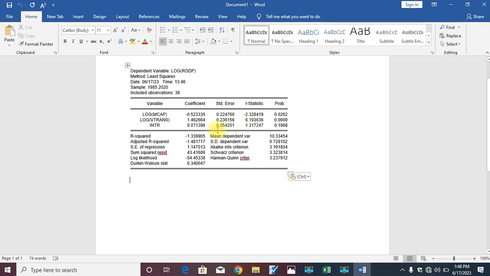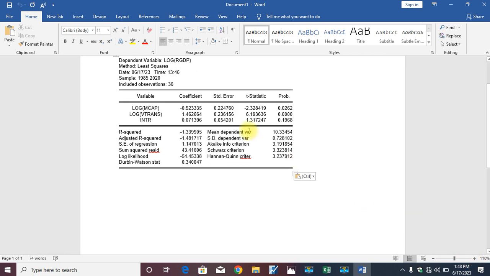So let's look at it again from the beginning. We have what we call the dependent variable, which is the log of RGDP as shown here. We use the least square estimation, that is the most appropriate OLS estimation technique. This estimation was done today, the 17th day of June 2023 at 13:46. The sample size we use is 1985 to 2020. We had 36 observations and we used the 3 explanatory variables.